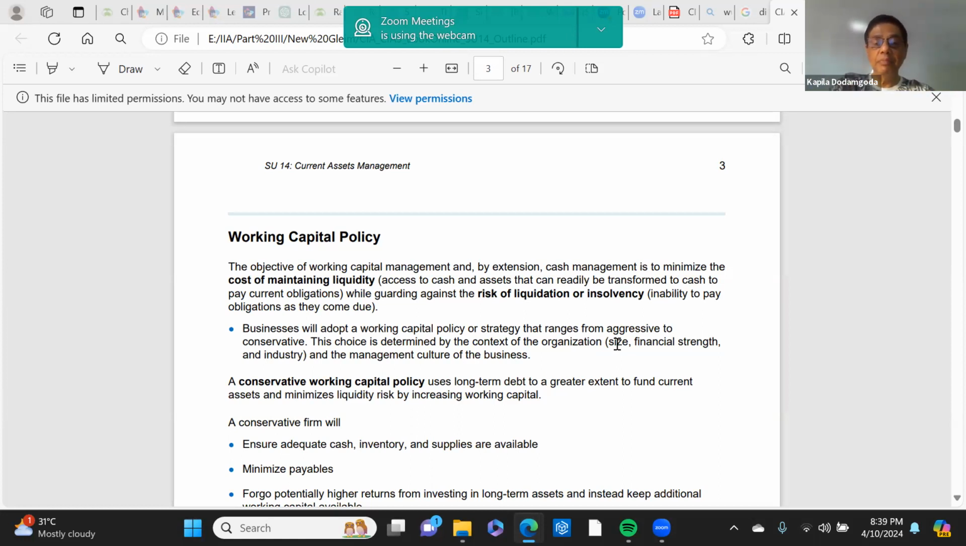If it is a company which is financially strong, or stable and established in one industry, in those situations you can be aggressive. But if it's a small organization, not very strong financially, or in a very vulnerable or unstable industry, then you can't be very aggressive. You obviously have to be conservative in managing your working capital, right?